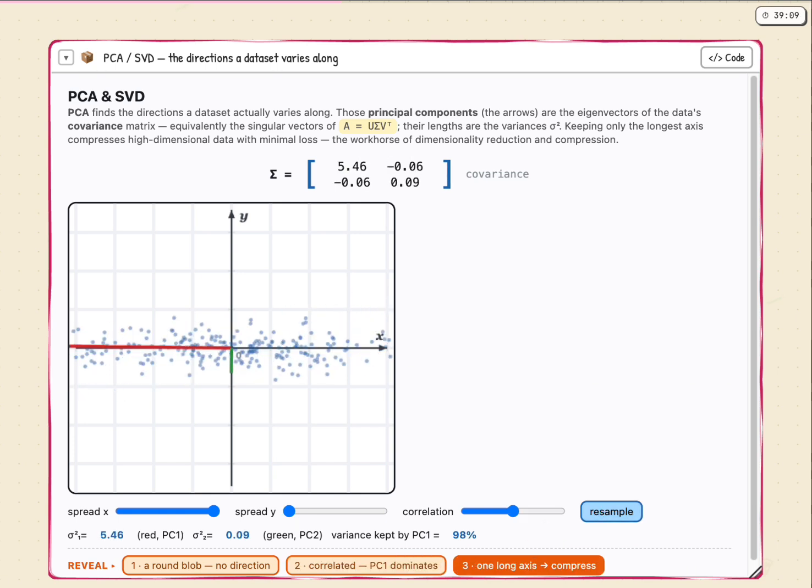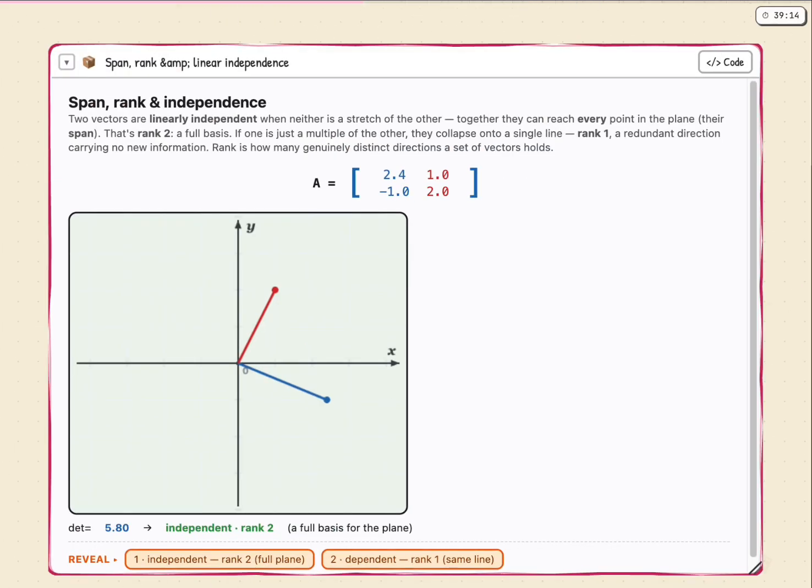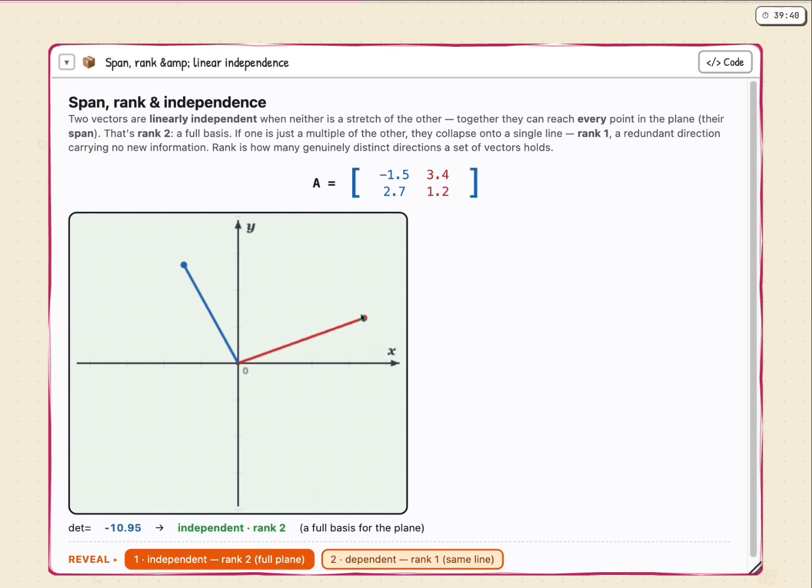Let's close out linear algebra with 3 words that sound abstract, but have a simple picture: span, rank, and independence. 2 vectors are linearly independent when neither one is just a stretched copy of the other, when they genuinely point in different directions. Watch. When these 2 arrows point different ways, together they can reach any point in the plane. The set of everything they can reach is called their span, and here the span is the whole plane. We say this set of vectors has rank 2, 2 genuinely independent directions, a full basis.